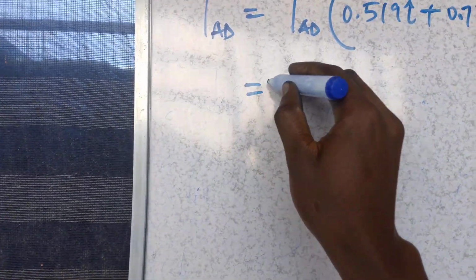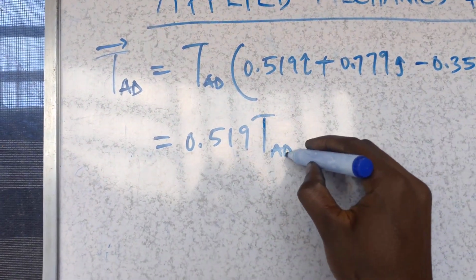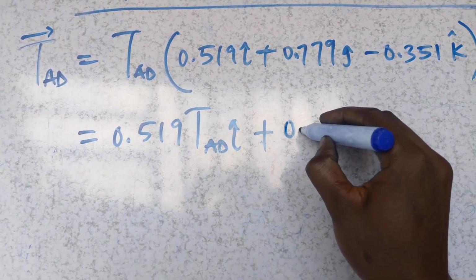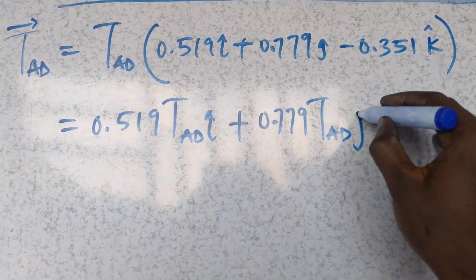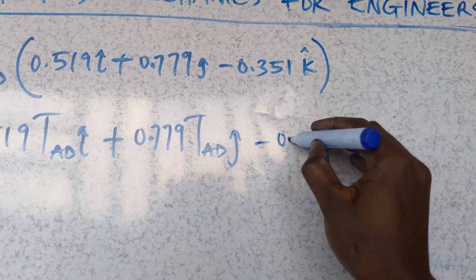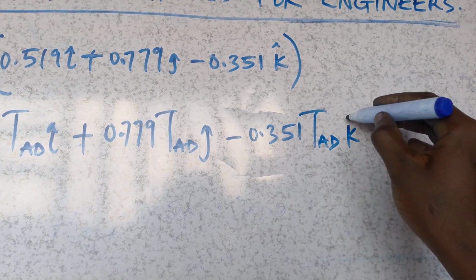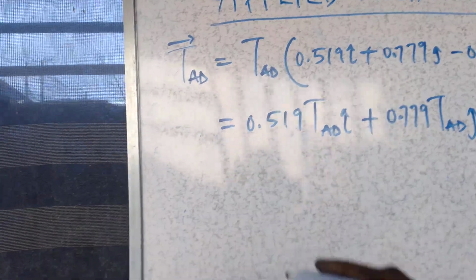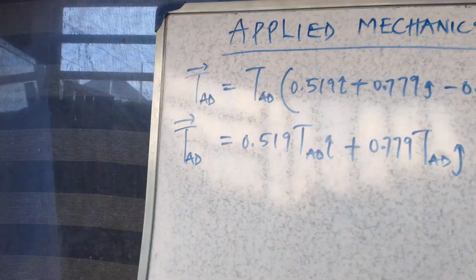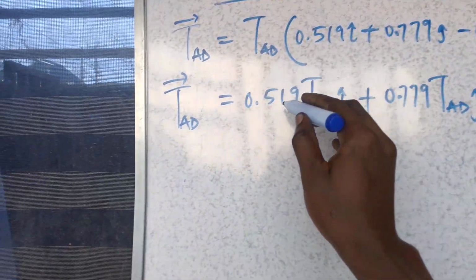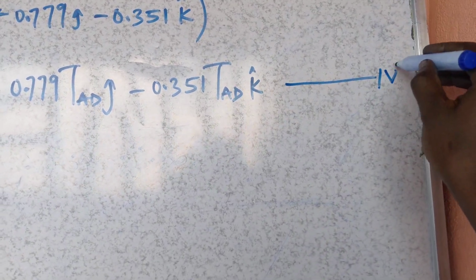So if I multiply now, this will give me 0.519 TADI plus 0.779 TADJ minus 0.351 TADK. Okay, as the force TAD. So the vector force TAD is equal to this, which I can call equation 4.